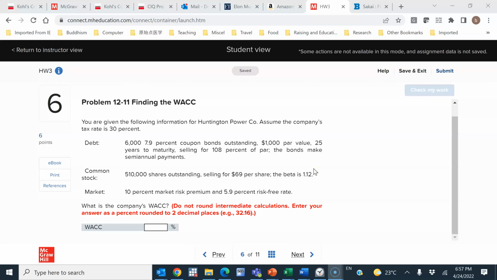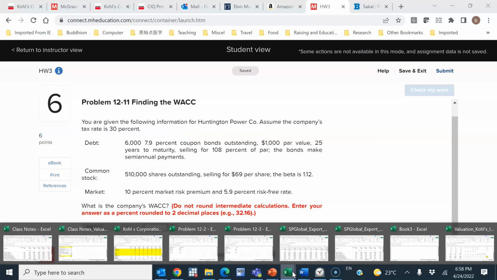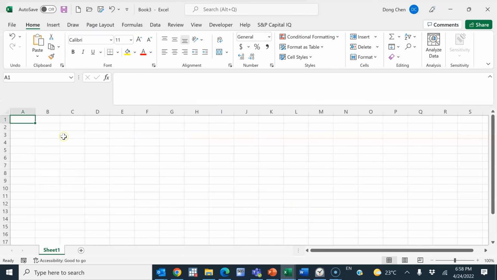This is question number 6 of homework 3, chapter 12. You're given the following information for this firm. Assume the company's tax rate is 30%. So as usual, I would like to put everything on Excel when I read the setup. Tax rate is 30%.